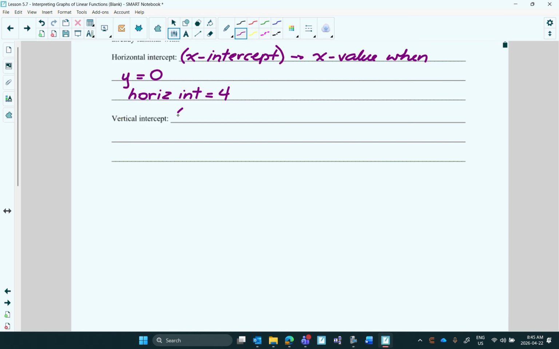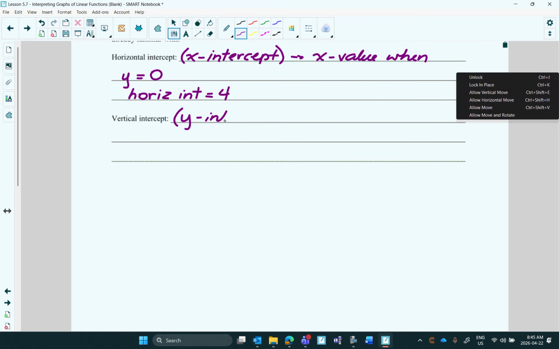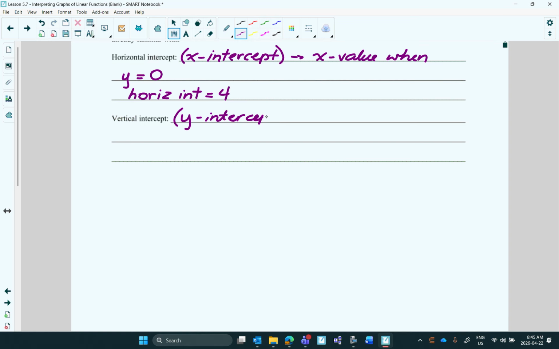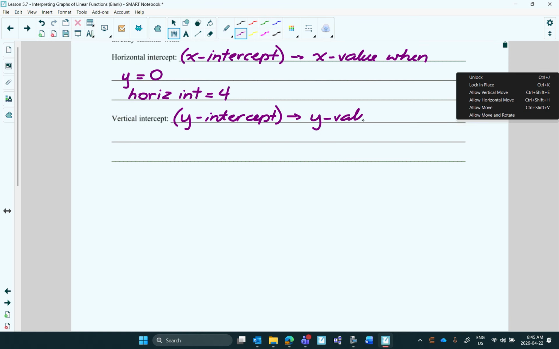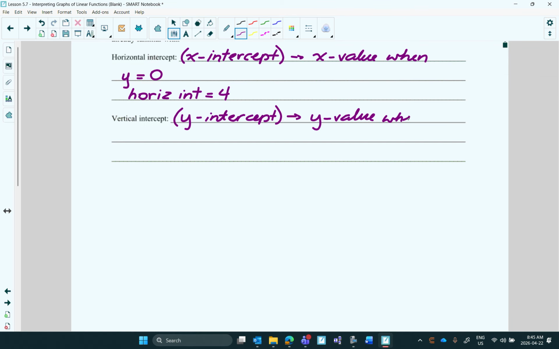The vertical intercept, that's the same as the y-intercept. So that's the y value when x is 0. What's the vertical intercept of our example, on the graph? What's the y value when x is 0? -5. That's it. Okay.